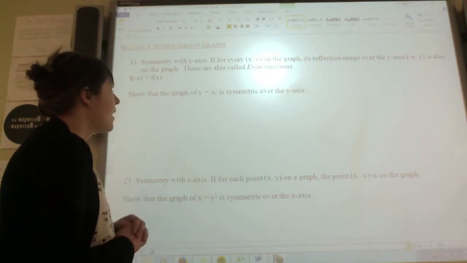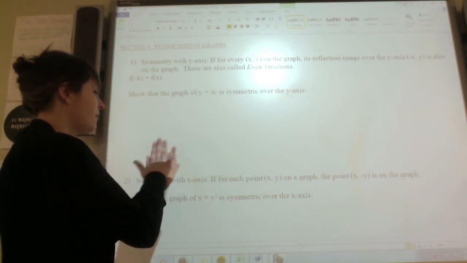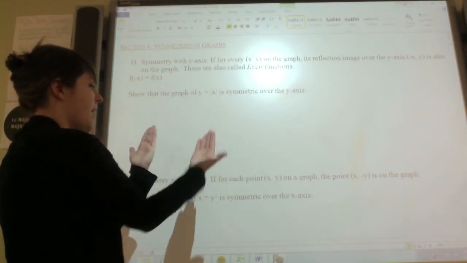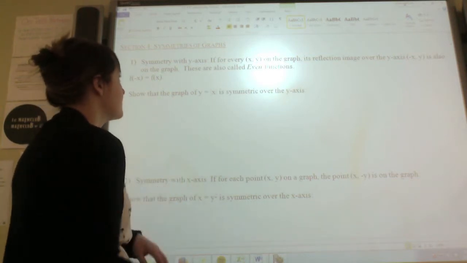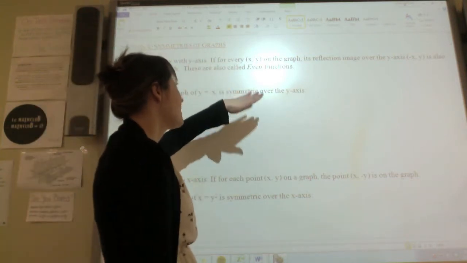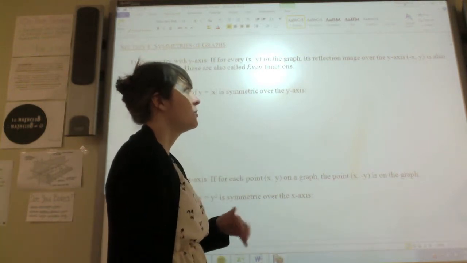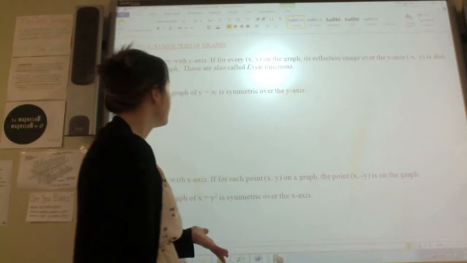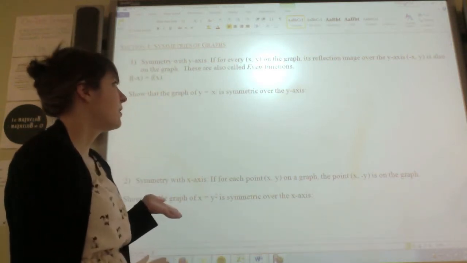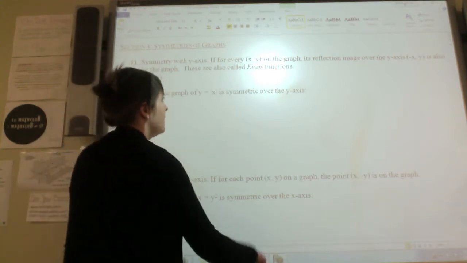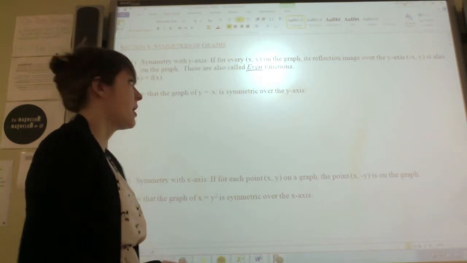So symmetry with the y-axis is basically if you can reflect your function over the y-axis and you get the same thing, that means that it's symmetric over the y-axis. So if for every x, y on the graph, its reflection image over the y-axis, which would be the point negative x, y, is also on the graph, then you know that it's symmetric over the y-axis. These are also called even functions, okay? And that's going to be important. We're going to talk about that a lot in this chapter.